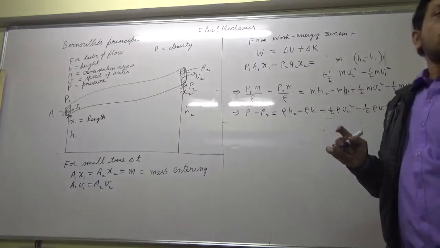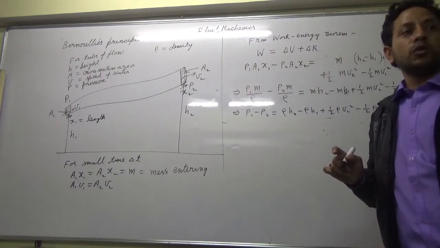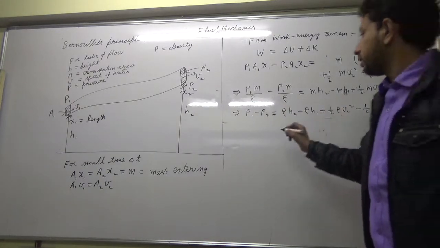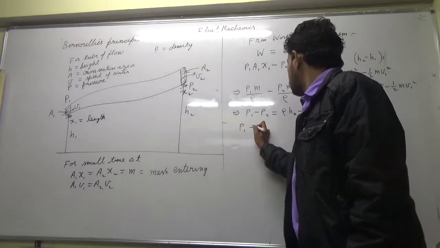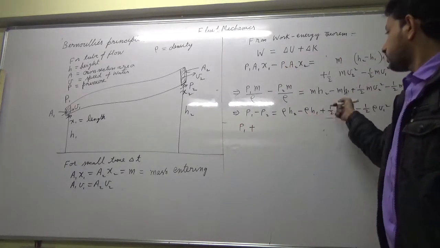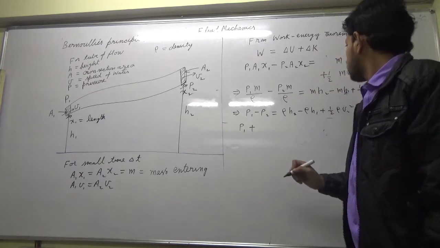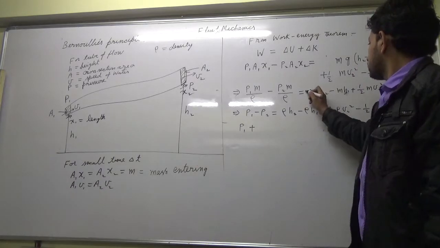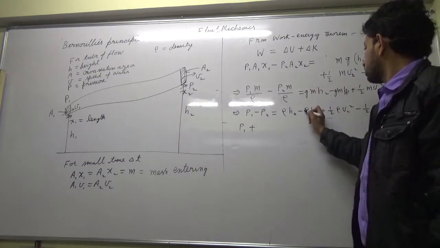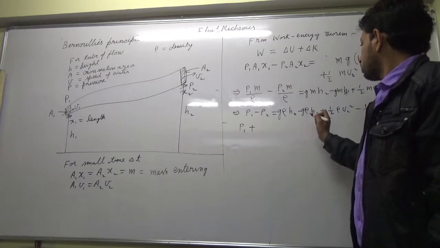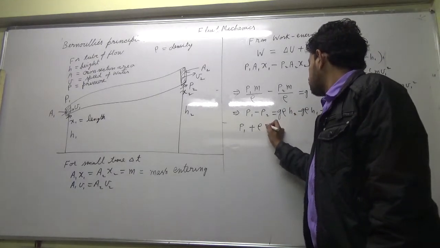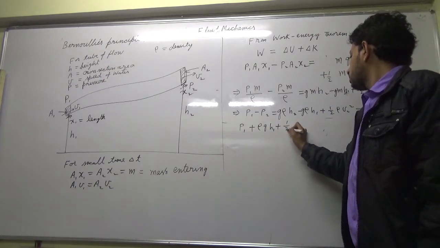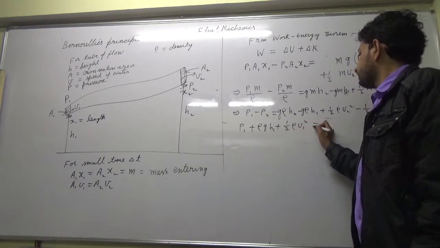And now take all the quantities which have subscript 1 on one side and those which have subscript 2 on the other side. So on one side we will have P1 plus this term. The g was also there, the g got left out. So write it as rho g H1, and then take this one, plus half rho V1 square, on one side.